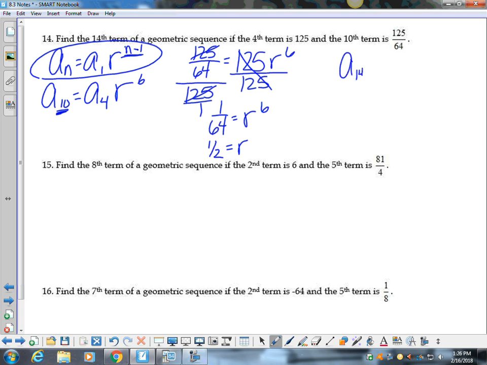A sub 14, the one that's farther down the line, equals a sub 10, and I could have used a sub 4 if I wanted to, but I'm going to use the biggest one I know, times r to the what? Okay, well, how many r's would it take you to get from 10 to 14? And that's 4. Now fill in what you know. I don't know him. I do know the 10th term. And now I know my r.